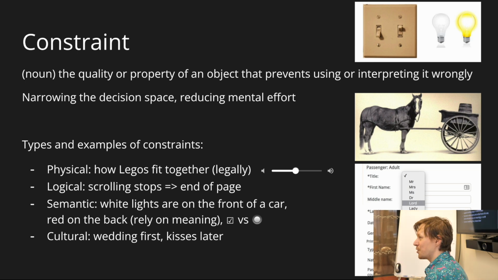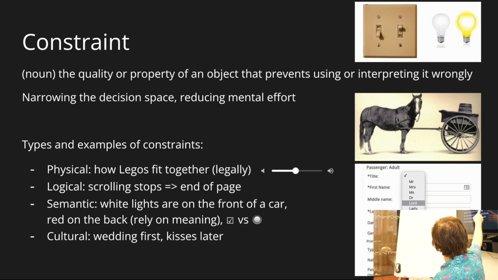Constraints. These are kind of the opposites of the affordances. These are qualities or properties of objects that tell you how not to use them. So they limit your space of possibilities, and by doing that, they reduce your mental effort. They have different types, like how Legos fit together. Those are physical constraints. And there are logical constraints. If you reach the end of the page, the scrolling stops. There's nothing physical in that. We just made it up so that the scrolling stops there.